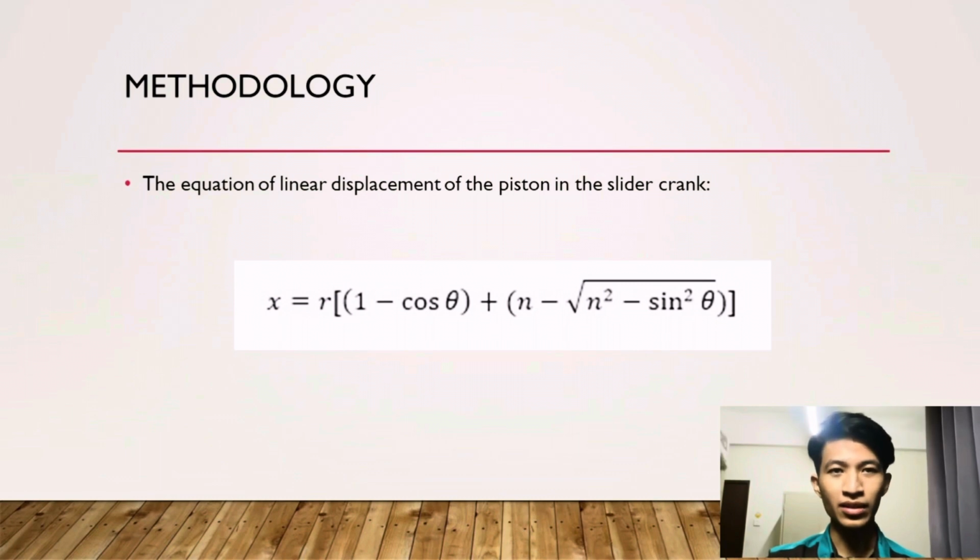To find the linear displacement of the piston in the Slider-crank, the equation used is S = R(1 - cos θ + n - √(n² - sin²θ)), where S is the linear displacement of the piston, R is the radius of the crankshaft, and n is the ratio of the connecting rod to the crank rod.